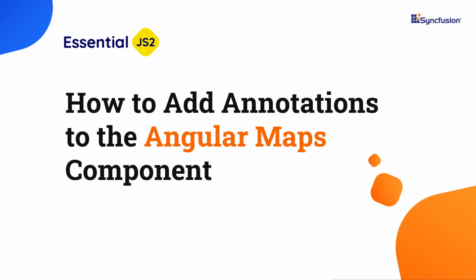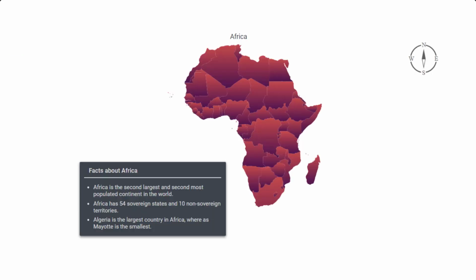Hi everyone, welcome back. In this video, I am going to show you how to add annotations to Syncfusion Angular Maps and customize its position and alignment. Look at this example of an Angular map where a compass and some interesting facts about Africa are displayed to enhance its visual appearance. Let's start coding to add annotations.